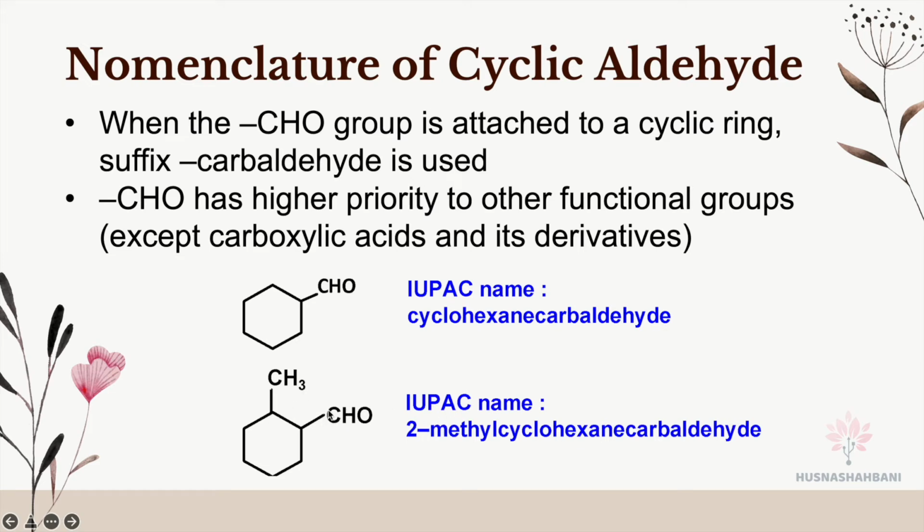Next example, the aldehyde and then a methyl group. So this is carbon 1, making this methyl carbon 2. So it is 2-methylcyclohexanecarbaldehyde. In a cyclic ring aldehyde, carbon 1 is the carbon in the cyclic ring. This carbon, not this carbon. This is not carbon number 1. Carbon number 1 is this carbon in the cyclic aldehyde, making this carbon carbon 2.